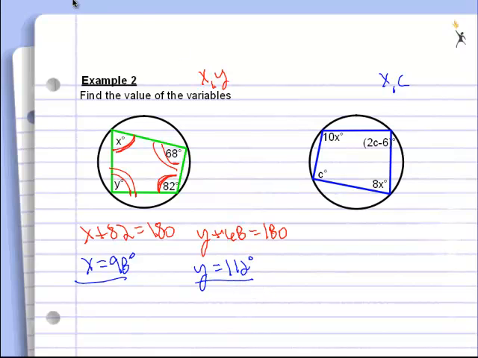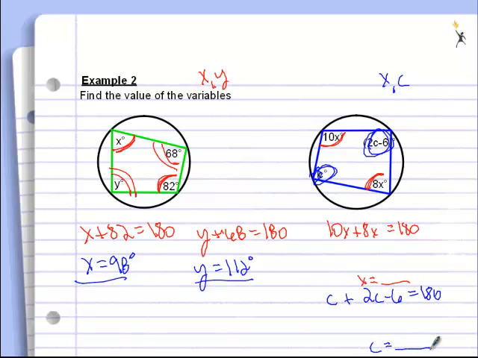Now we can apply that same idea over here to the second problem, where 10x and 8x should be supplementary, and where c and 2c minus 6 are supplementary. I would like you to pause the video and solve for this x and this c right now. Pause the video and go ahead.